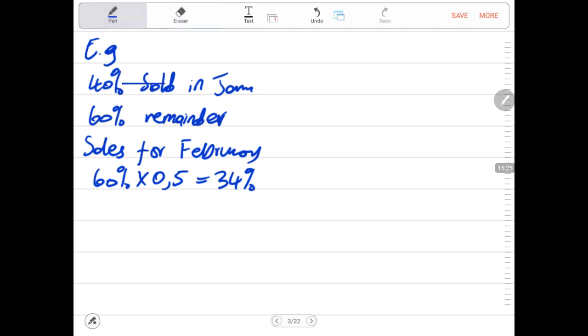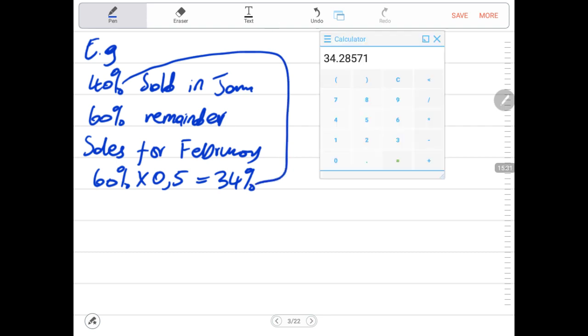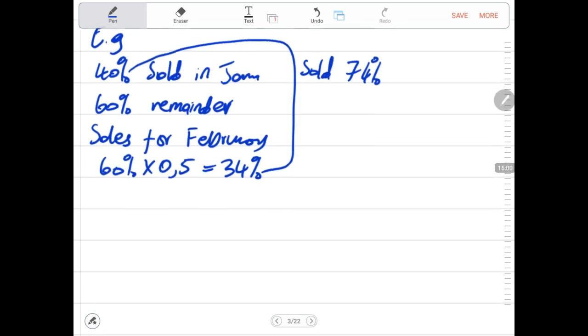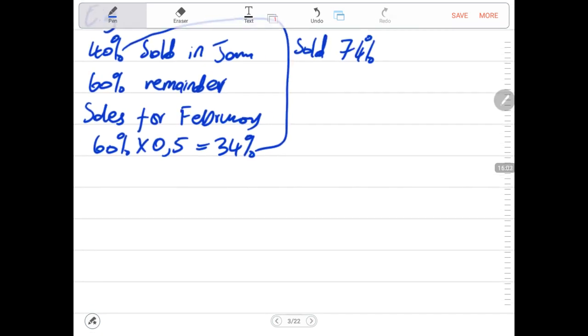That means sales of January plus sales of February will give us the total sales. So our total sales, with February being 60 times 0.57, which is 34, will be 34 plus 40. That means total sales is 74%. That means he sold 74% between January and February. So this is our total sales, 40 plus 34, which is 74%. And this farmer is really selling at the beginning of the year, making too much money.